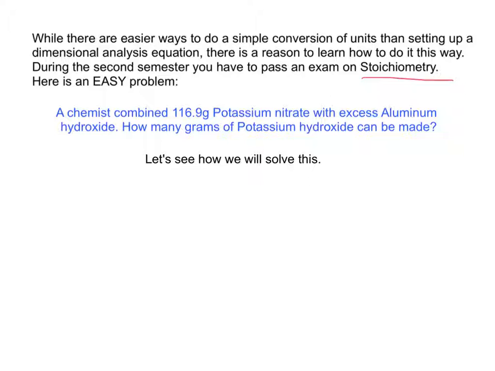Now here's a very simple problem. As it says, a chemist combined 116.9 grams of potassium nitrate with excess aluminum hydroxide. How many grams of potassium hydroxide can be made? Well, to do this, the first thing we're going to have to do is create a chemical equation and talk about molar mass. And there might be several things that you have not actually learned yet, so don't get frustrated. This is just an example of why we actually have to go about and do this.